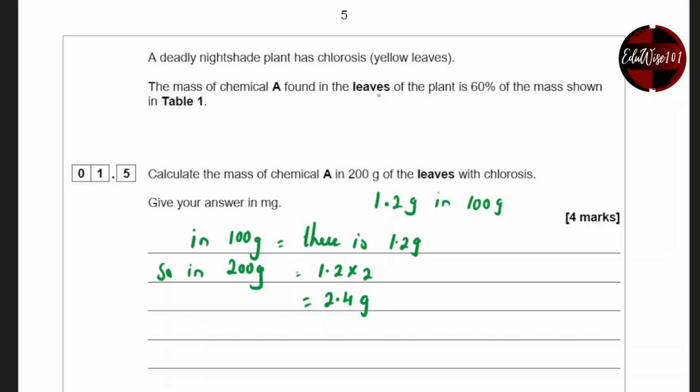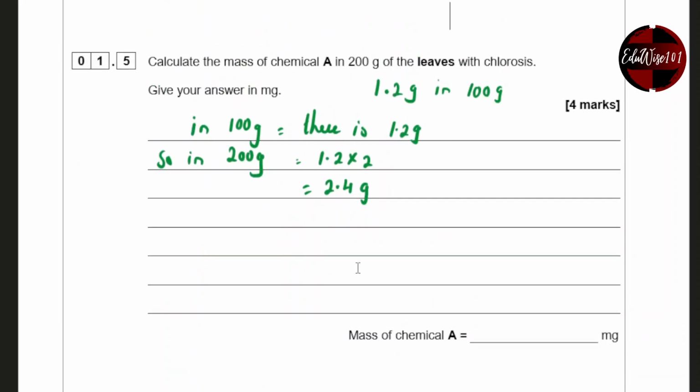the mass of chemical A found in the leaves is 60% of the mass shown in the table. So this 2.4 is equal to 100%. So how much is 60%? 2.4 times 0.6 will give me 1.44 grams.